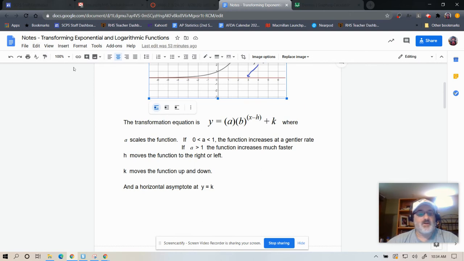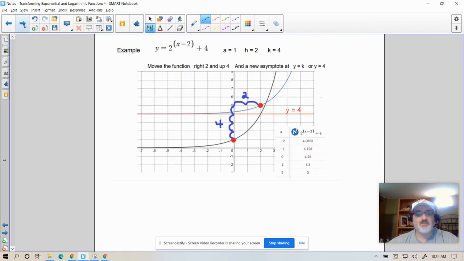All right, so there we go. Let's go on to the next example here. The next example, I have an h and a k. A is still 1, so it is not scaled. But h in this case is 2, because remember, h has the opposite of whatever you have in here. So because it's x minus 2, our h is actually positive 2. So that's 2 to the right, and this is 4 up.